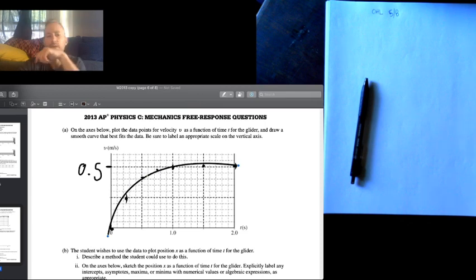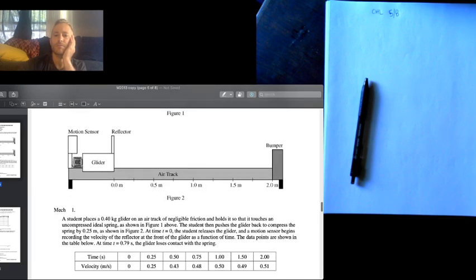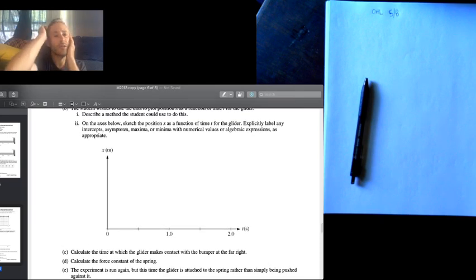Something like that. The student wishes to use the data to plot the position x as a function of time for the glider. Explicitly label any intercepts, asymptotes, maxima, or minima with the numerical values or algebraic expressions as appropriate.